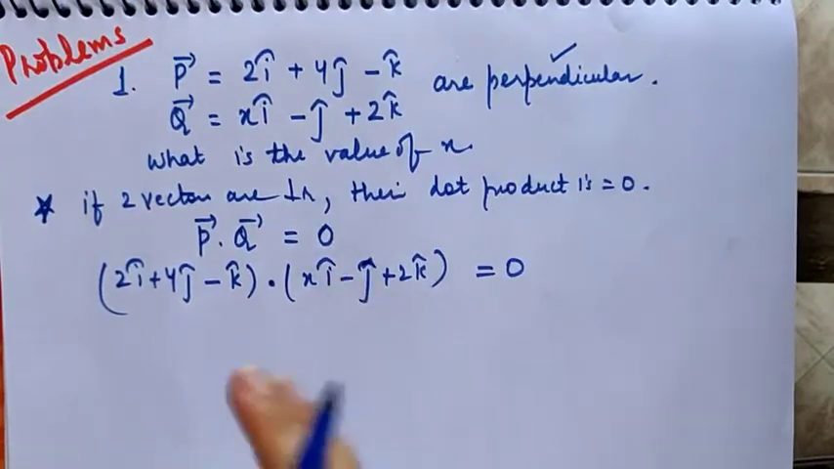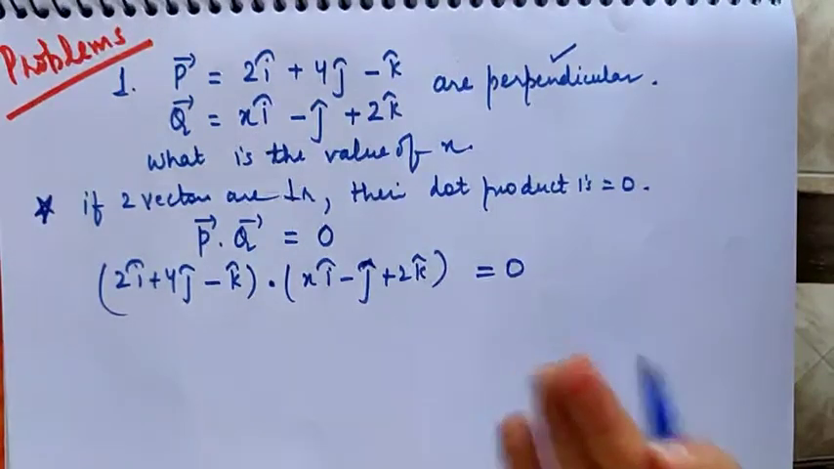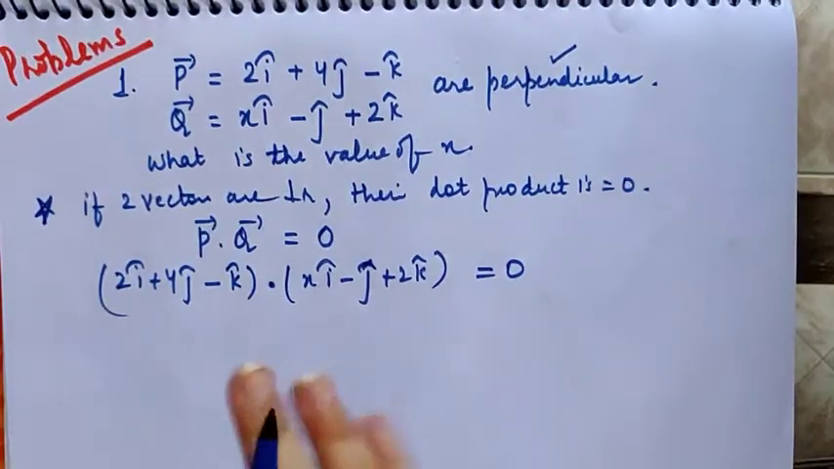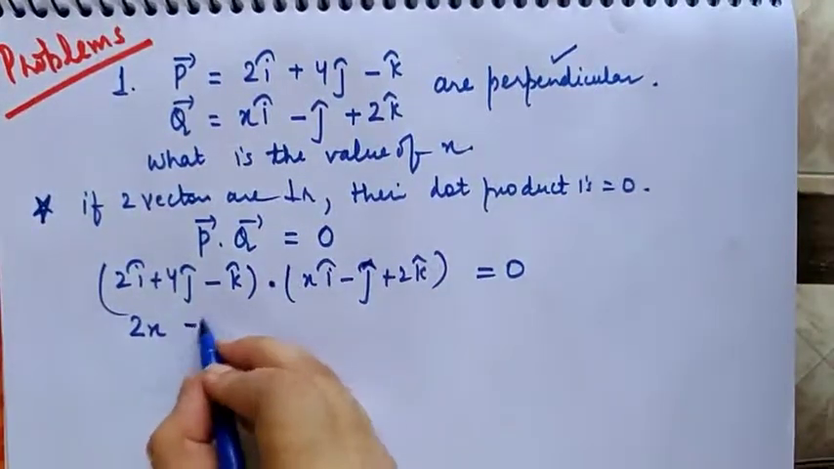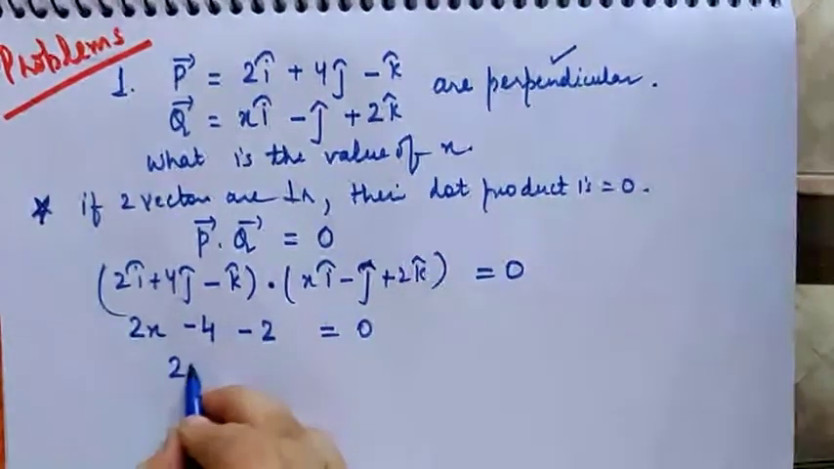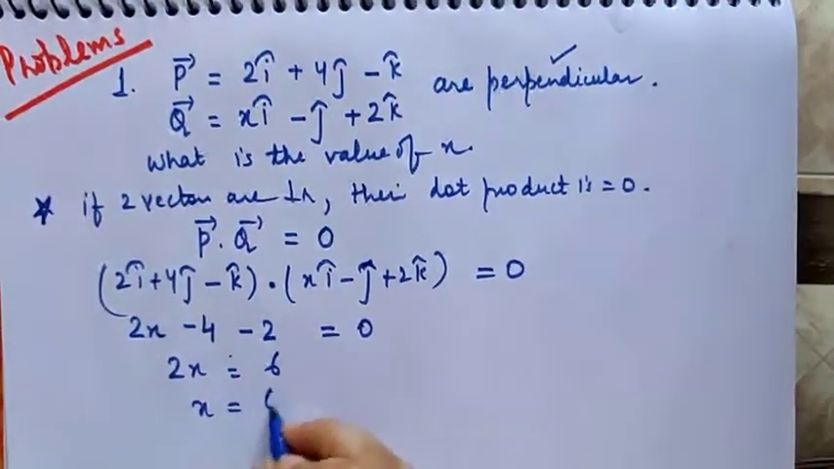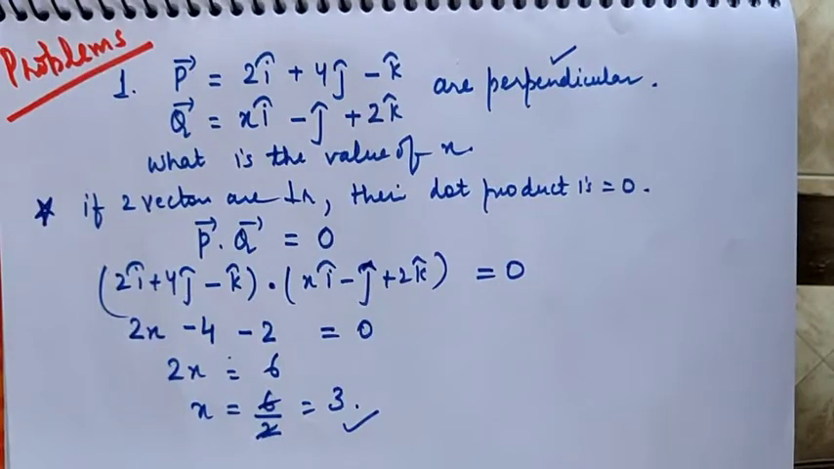Now how will you dot them? Nine terms are going in your way, but 6 terms are going to cancel because of ij, jk, ki and so on. So you will just multiply coefficient of i with i, j with j and k with k. i with i, 2x; j with j, minus 4; k with k, minus 2 is equal to 0. 2x is equal to minus, minus 6 goes to that side, plus 6. x is equal to 6 by 2. That means x will be 3. So this was a very simple problem, very important for the exams also.